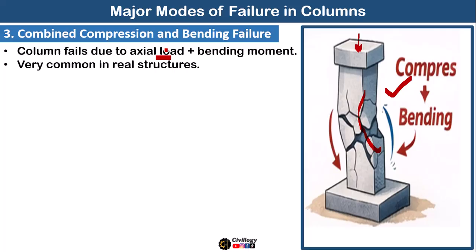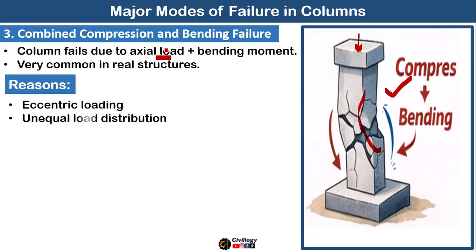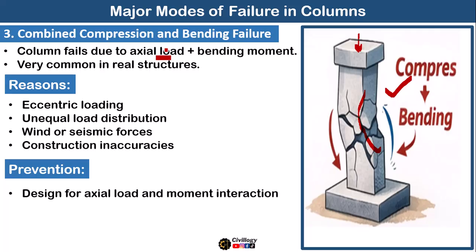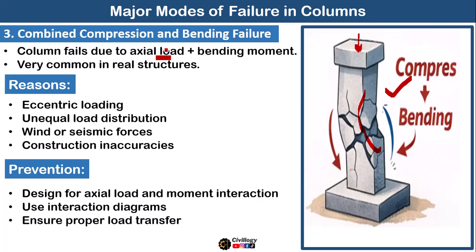It is very common in real structures. And what are the reasons? Eccentric loading, obviously, unequal load distribution, wind or seismic forces, and construction inaccuracies. How can you prevent this failure? Design for axial load and moment interaction, use interaction diagrams, ensure proper load transfer, and accurate construction practices.